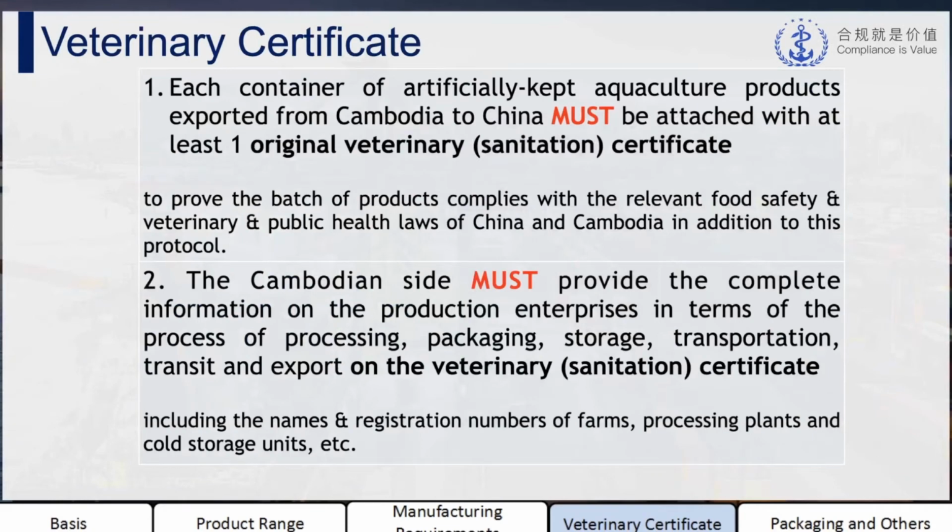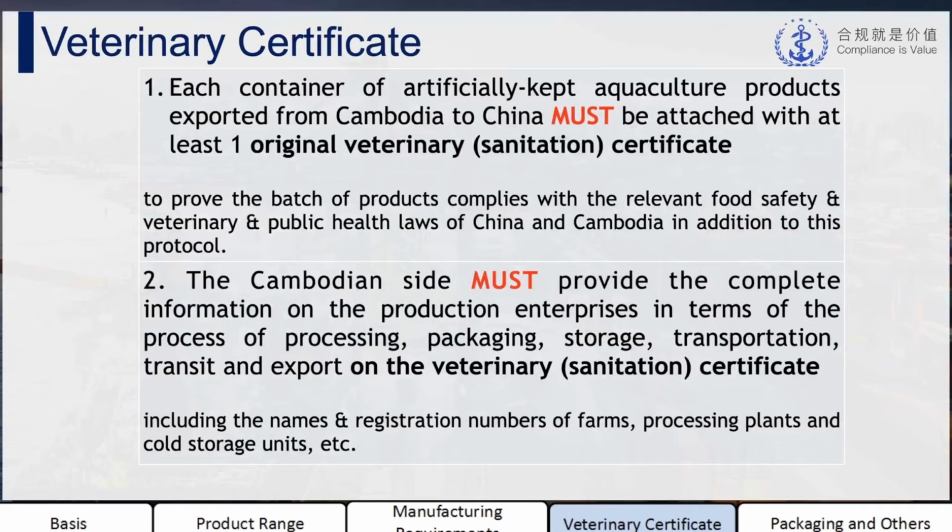Veterinary certificate. 1. Each container of artificially kept aquaculture products exported from Cambodia to China must be attached with at least one original veterinary certificate, to prove the batch of products complies with the relevant food safety and veterinary public health laws of China and Cambodia in addition to this protocol.